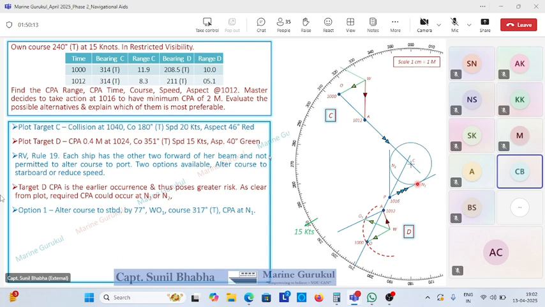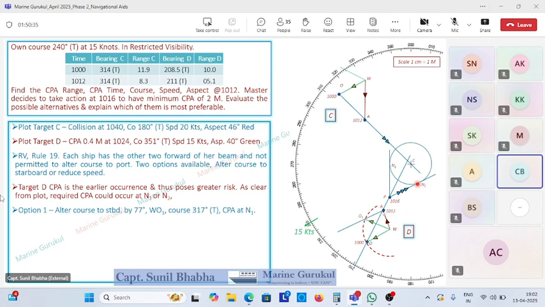Second thing is beta, that in this particular scenario, if you see, there is no option available to us by reduction or increase of our speed. If you reduce your speed, no matter how much you reduce your speed, in no way you will be able to achieve this line of approach.